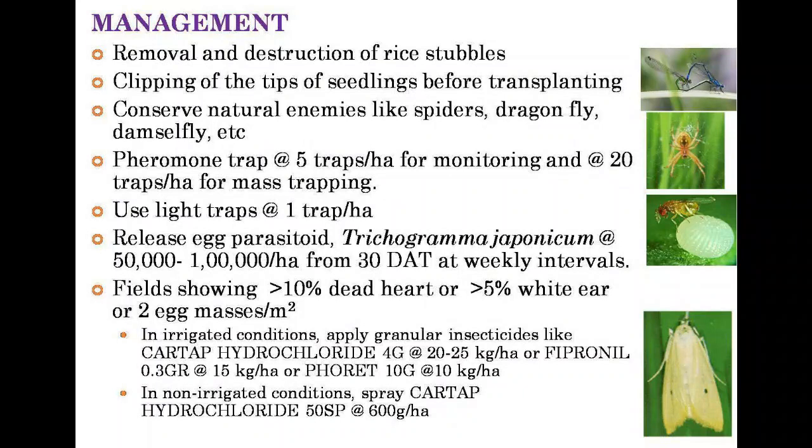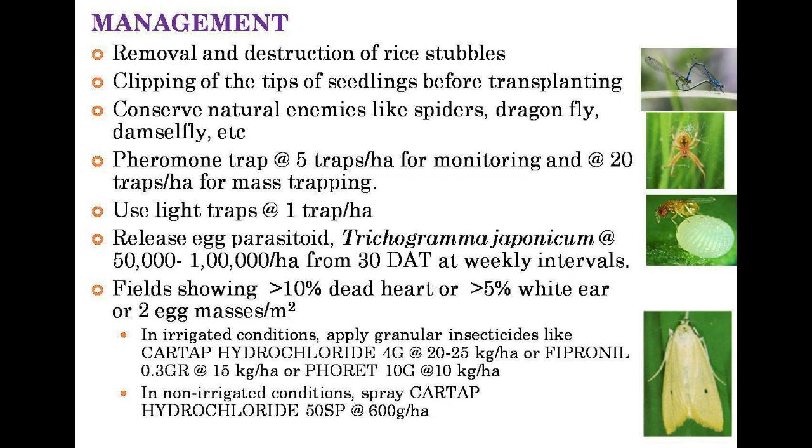So, as far as the management of this very notorious pest of rice is concerned, removing the rice stubbles and destroying those can break the chain of the pest carryover from one season to the other. And because the infestation starts from the nursery, and the female moths prefer to lay their eggs at the tip of the rice seedlings, before the rice is transplanted, the clipping of the tips of the rice plants can destroy the egg masses, and it checks the egg masses from going from nursery to the main field.